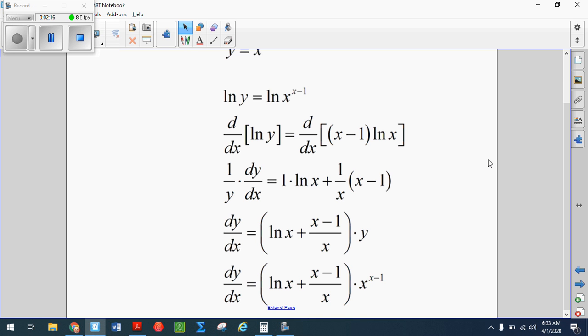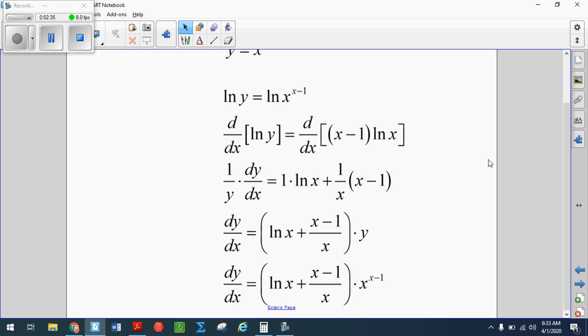So you wouldn't have ever come up with that just on your own using the simple power rule or a combination of simple power rule and anything else. So a problem like this where you have a variable expression as your base and a variable expression as your exponent, you have to use logarithmic differentiation.